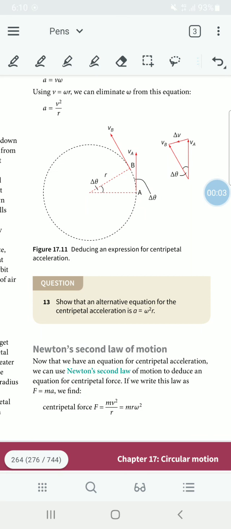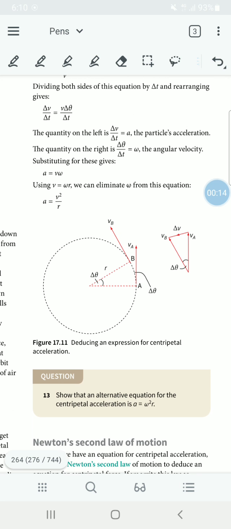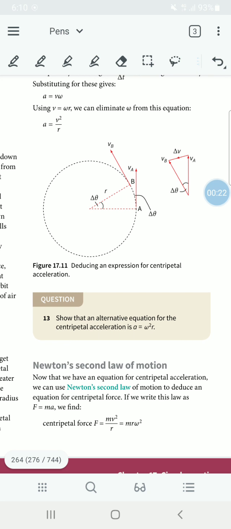Physics chapter 17, theory video 9, Newton's second law of motion. Now we have two equations for centripetal acceleration, that is a equals v squared upon r. Then also we have a equals v omega, that also you should remember. And also we deduced in the question a equals omega squared r.